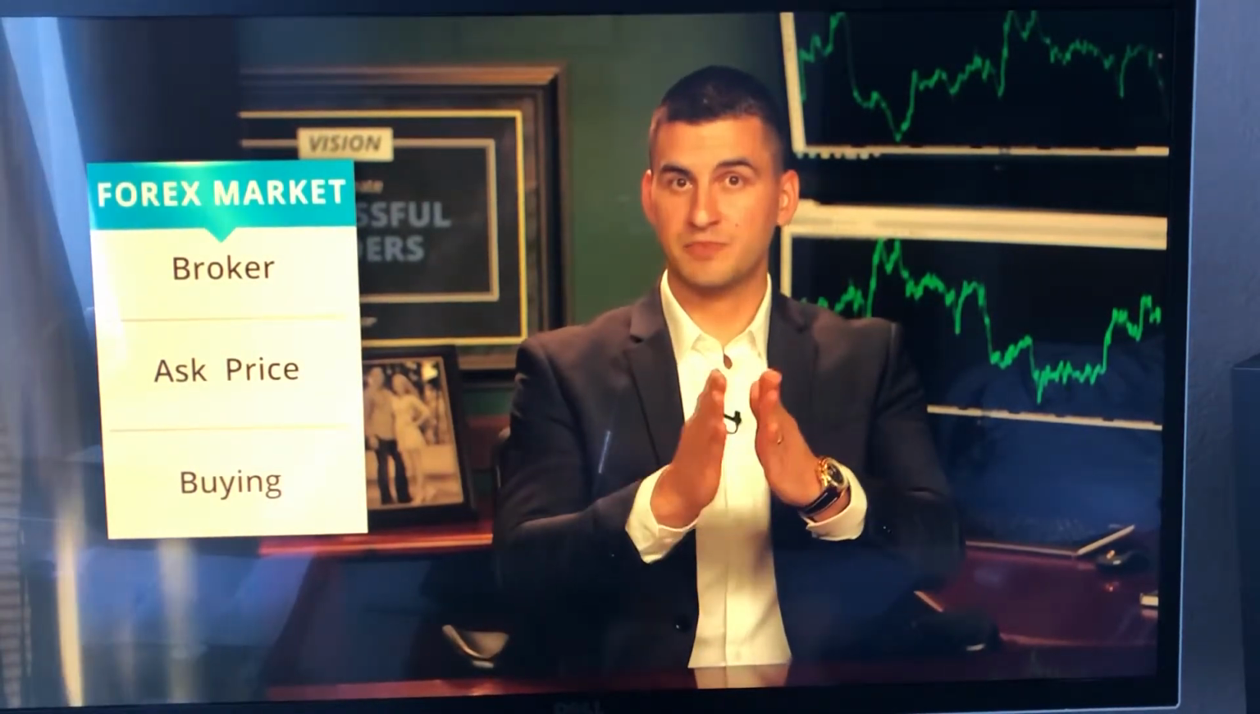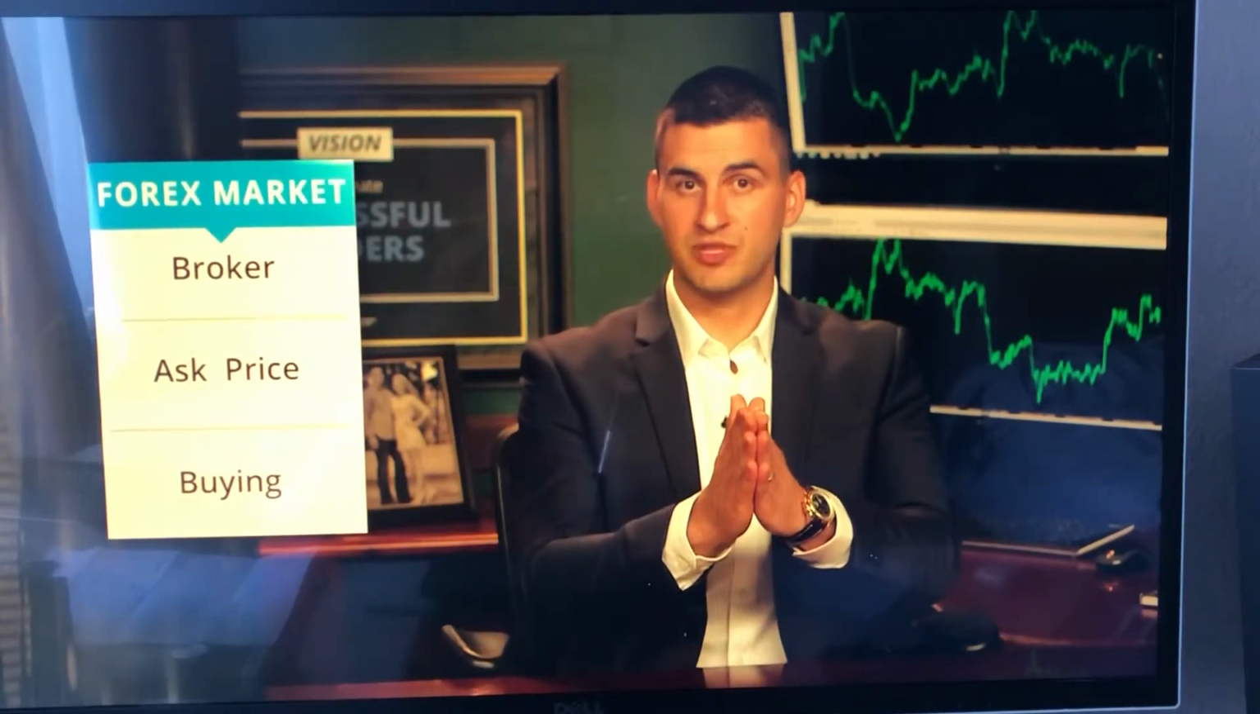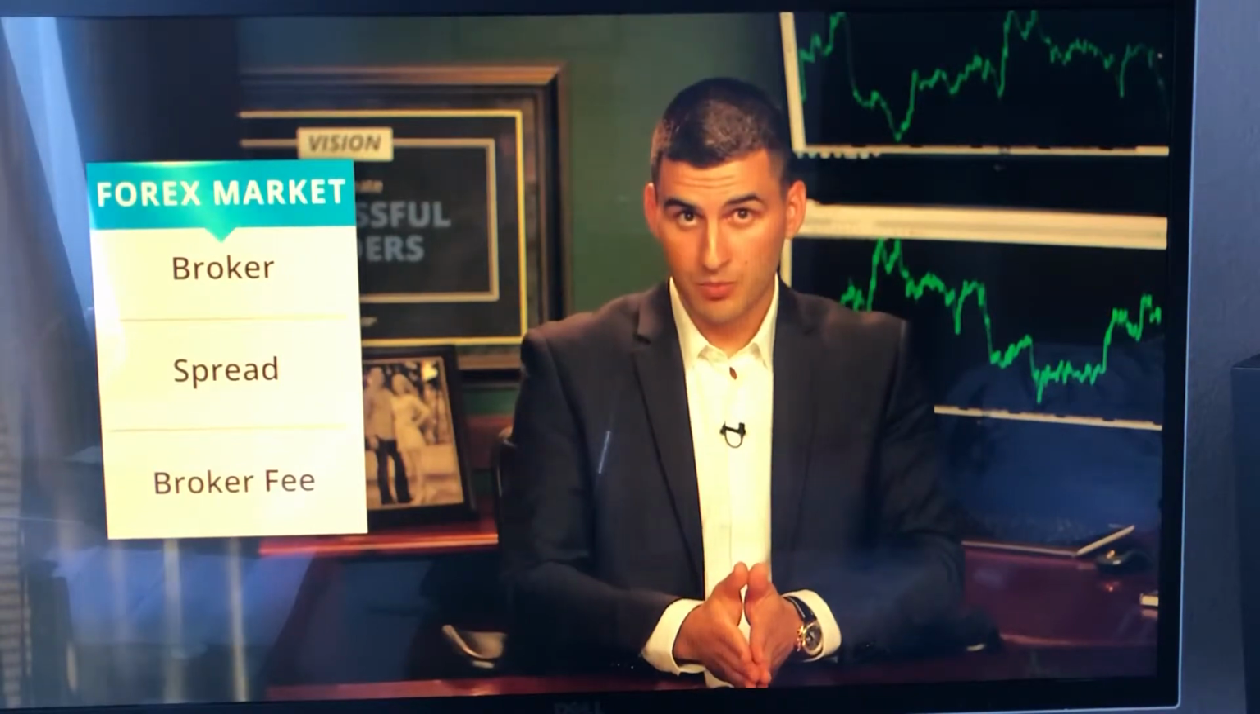There will be a difference between 3 to 5 pips on average, and they can fluctuate up and down between the distance of the bid and the ask. The distance between the buy and sell price is known as the spread. Now, the spread is what your broker receives for facilitating your trade.